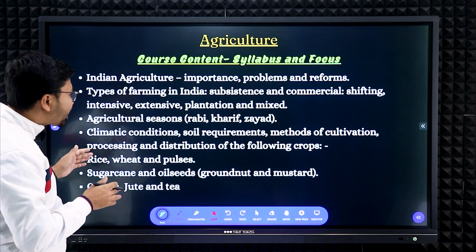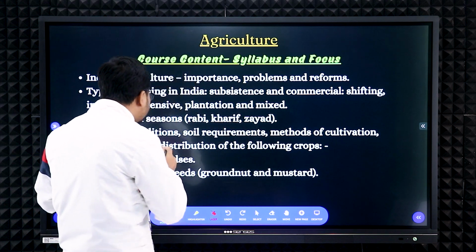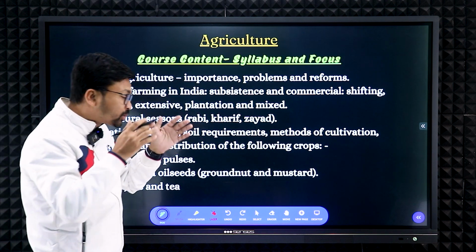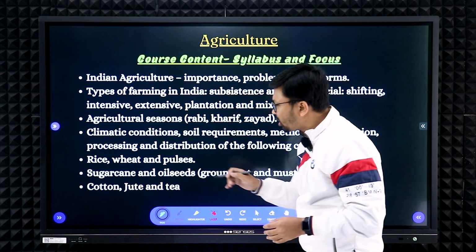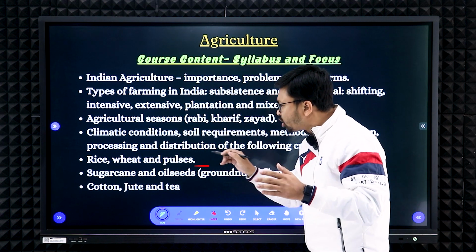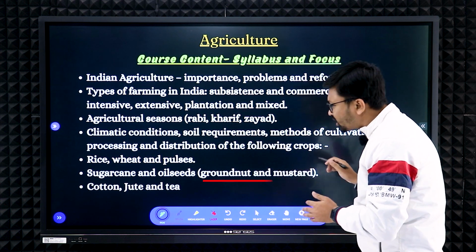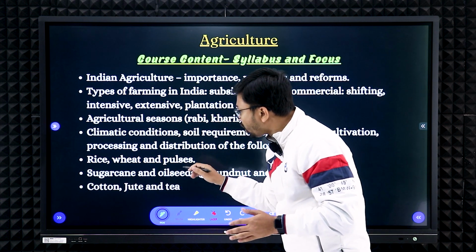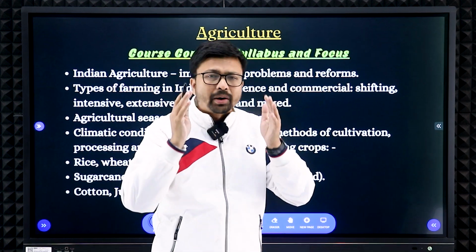Next, climatic conditions, soil requirements, methods of cultivation and the processing and distribution of the following crops. Those are the crops you need to study. Which are the crops? That's rice, wheat, pulses, sugarcane and oilseeds. Under oilseeds you need to study groundnuts and mustards, and jute, cotton and tea. Those are the commercial crops you need to study from your syllabus.